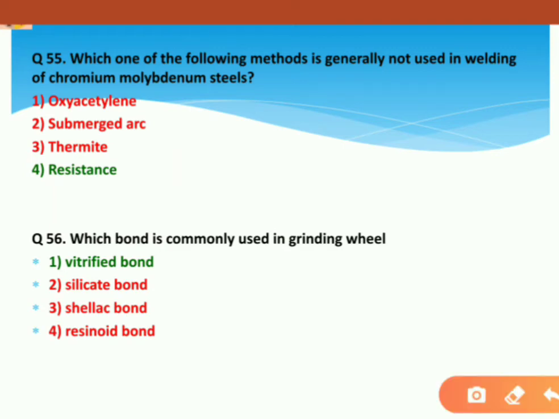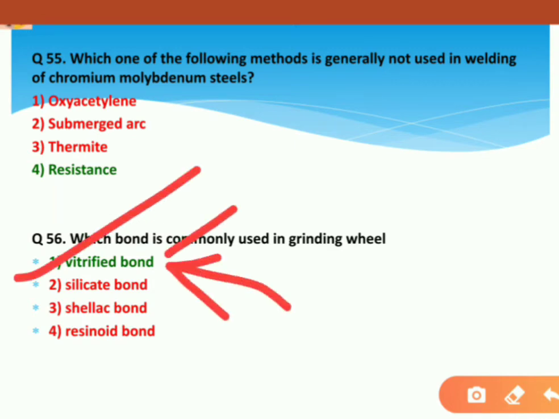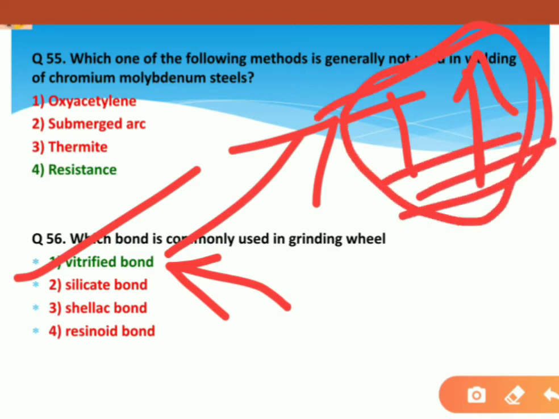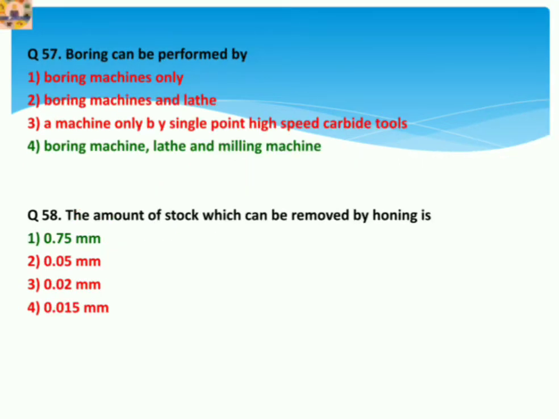56, let's see, which bond is commonly used in grinding wheel? It's vitrified bond. Option 1 will be the correct answer, as vitrified bond is actually used for high temperature application. So here temperature is a major factor during the operation. So here commonly used bond is vitrified bond. So let's proceed to next question.